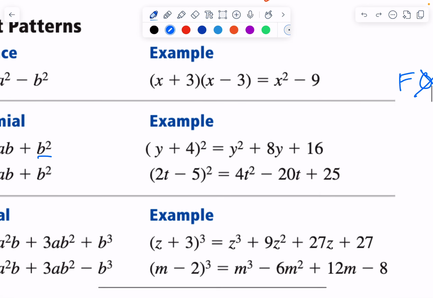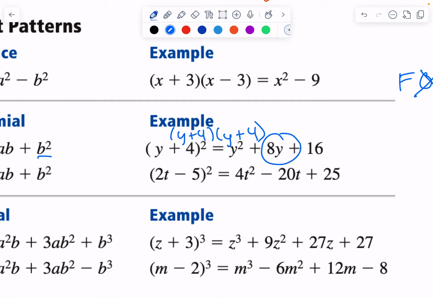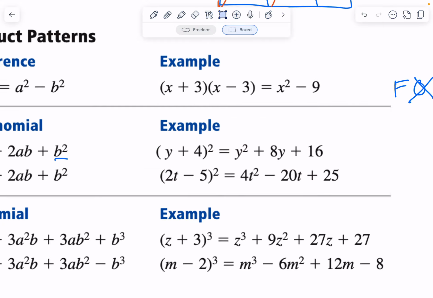Again, you could always just multiply it out, like y plus 4 times y plus 4. We saw this when we did perfect square trinomials, right? The middle term is this number times 2, and the c value is this number squared, okay? Won't go into too much detail with that because we've already discussed it.